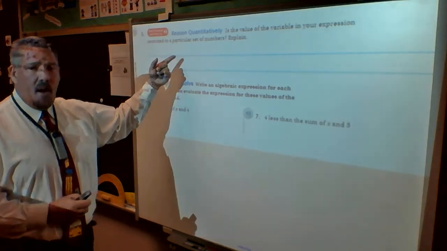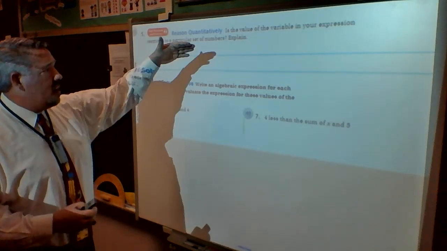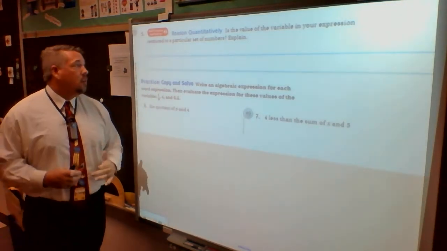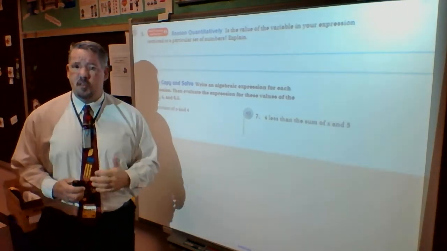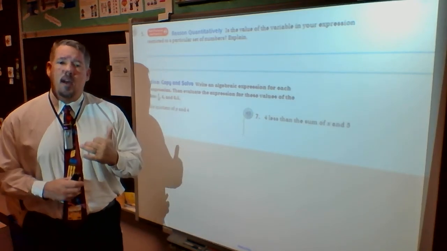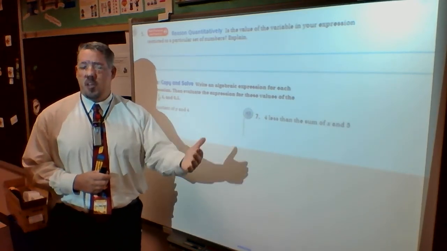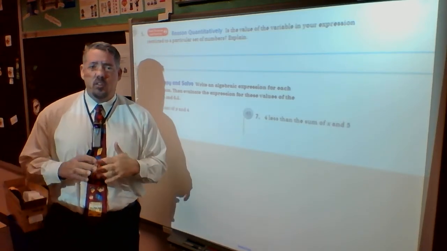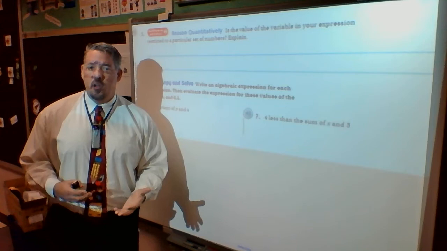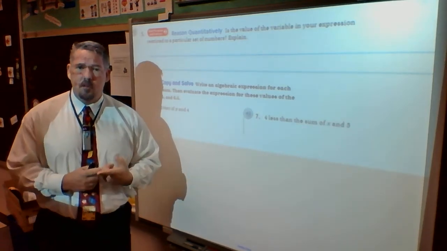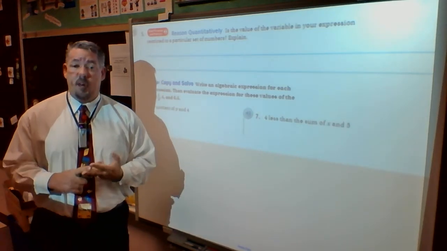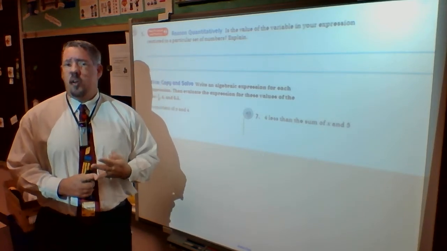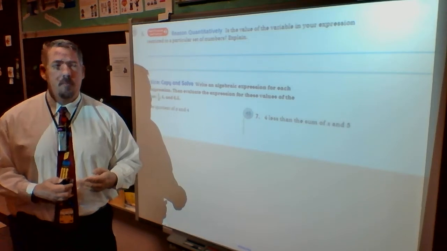When I look at number 5, then, it's asking, is the value of the variable in your expression restricted, held back, to a particular set of numbers, and explain? So think about that. If I'm talking about 8 times S, I'm talking about flour and sugar. Am I restricted to any group of numbers? Well, can I use whole numbers? Yeah. Can I use fractions? Yeah. Can I use decimals? Yeah. Is there anything that I'm restricted by?